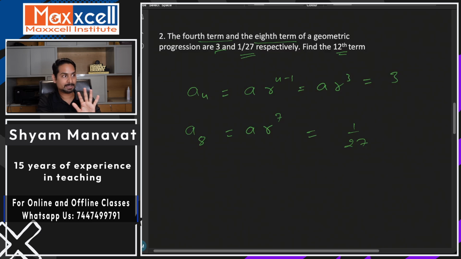Up till here, we used the formula, and the rest is how you deal with the equations. That's completely on you. So what do I do here? I divide the second equation by the first equation. So I get what?